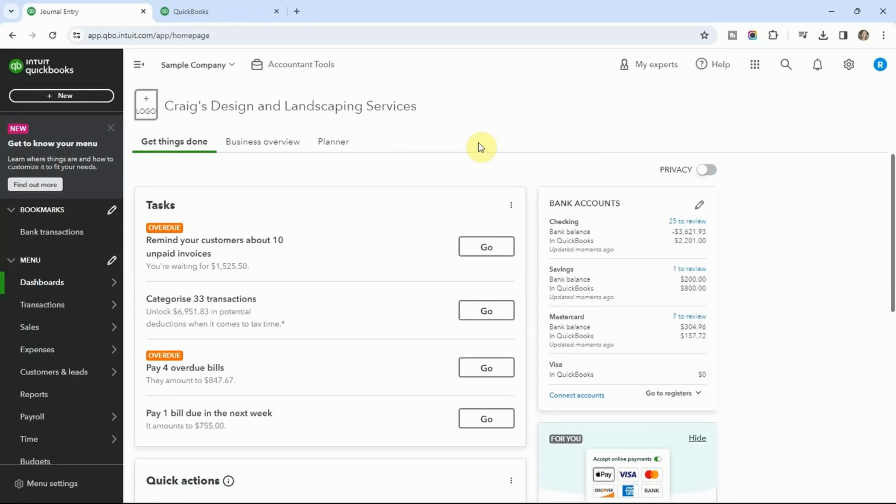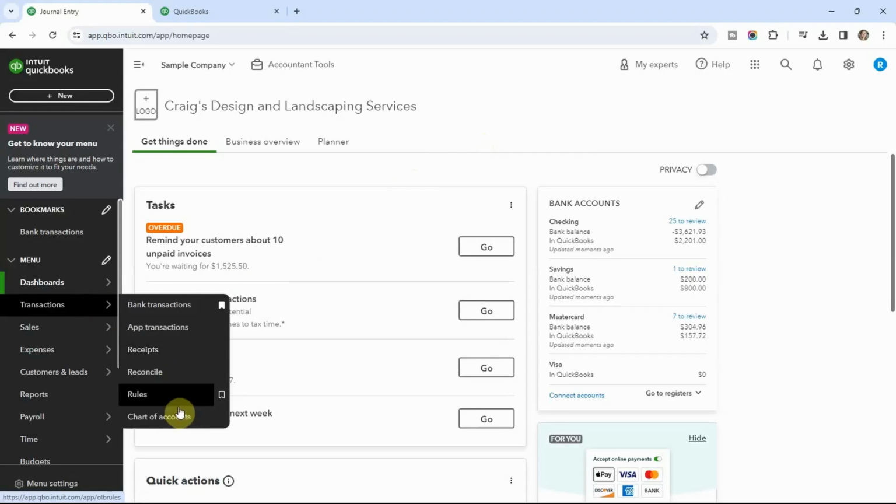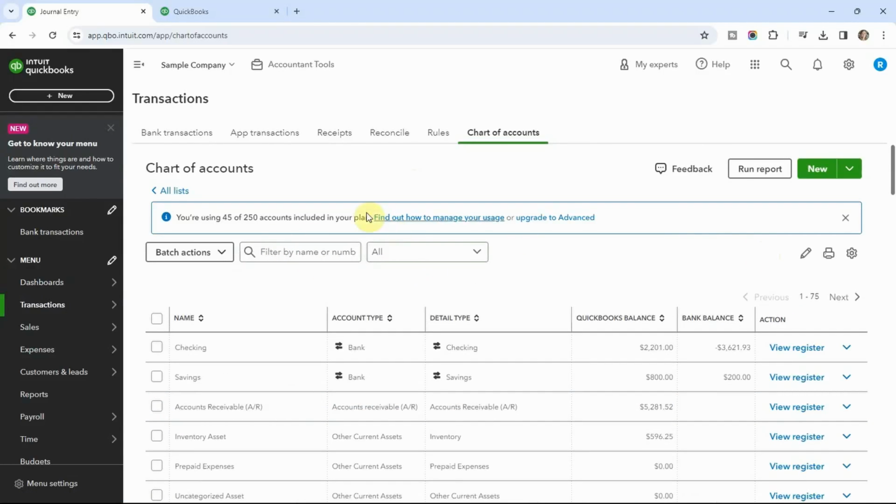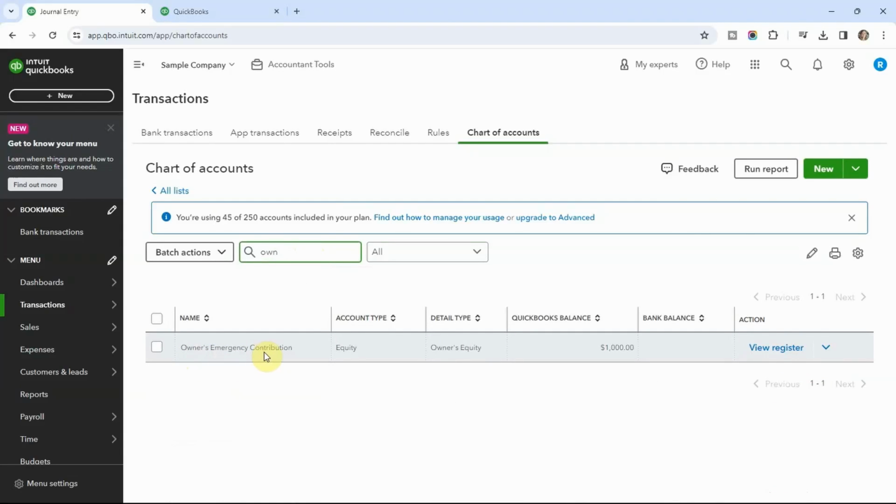So now in QuickBooks, I'm going to show you how to record a journal entry using debits and credits. All right, let's look at one of the most practical and common times I make journal entries and use debits and credits in my bookkeeping business. So first of all, I just want to show you the chart of accounts. I made 2 accounts, actually I only made 1 new one. This is called Owner's Emergency Contribution, and it is an equity account.